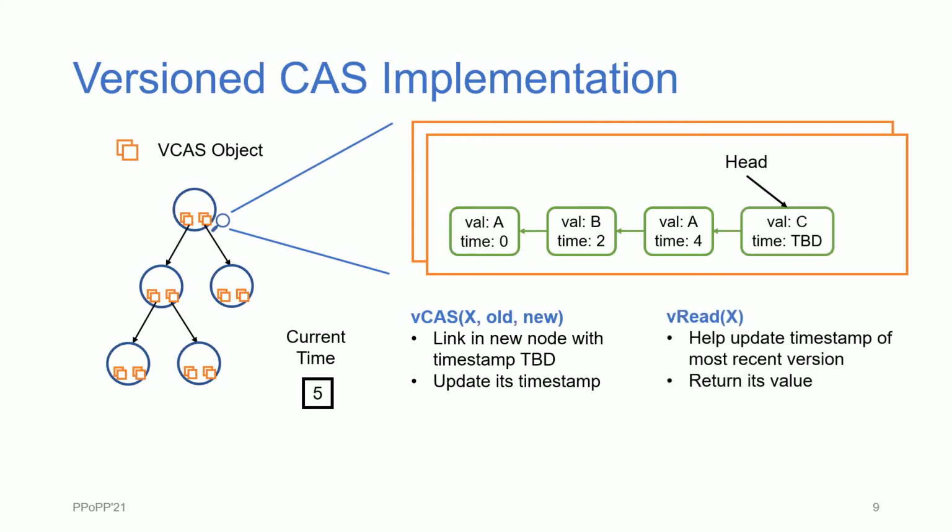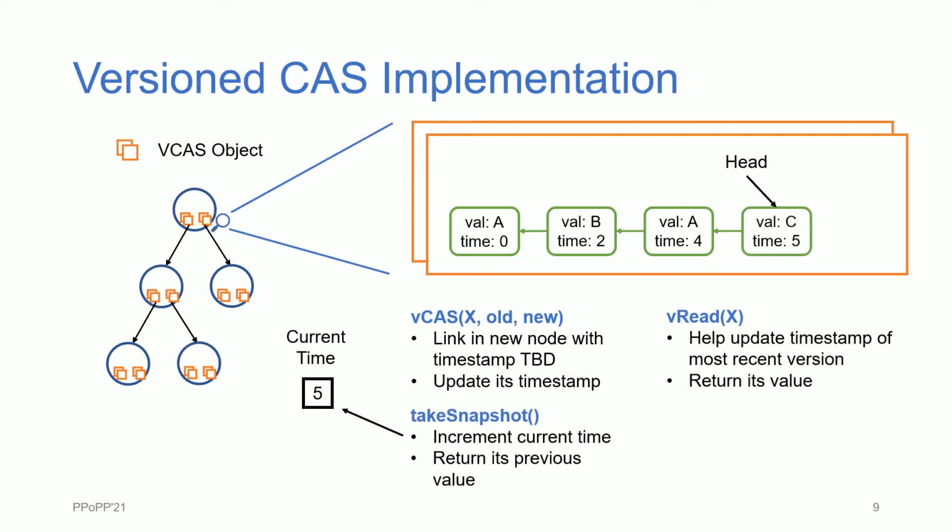So a vread operation works by first helping to update the timestamp of the most recent version, and then returning the value stored in that version. The take snapshot operation simply increments the global timestamp and returns its previous value. In this example, it would return 5. After this take snapshot operation is linearized, all new versions are guaranteed to have timestamp greater than 5.